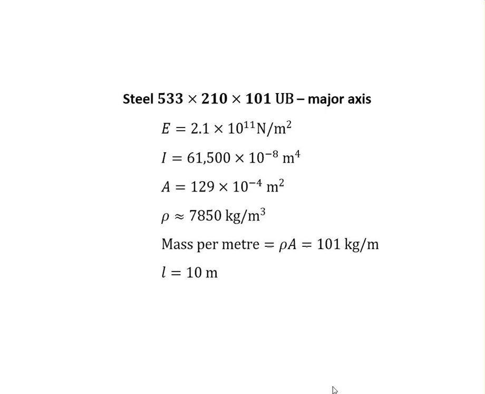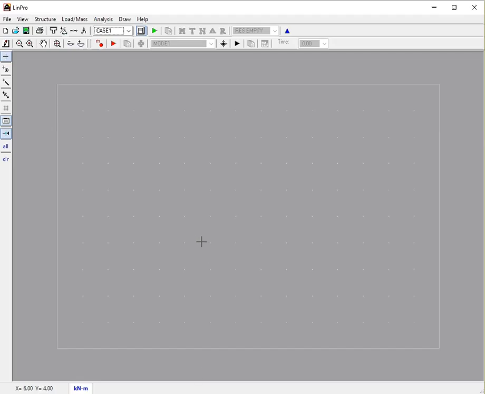So first of all, we need to set up that beam in LinPro. And I'm going to do the simplest analysis first, just assuming one mass lumped at mid-span. Because LinPro does not calculate the continuous mass of the structure, you must assign it as concentrated or lumped masses at particular nodes.